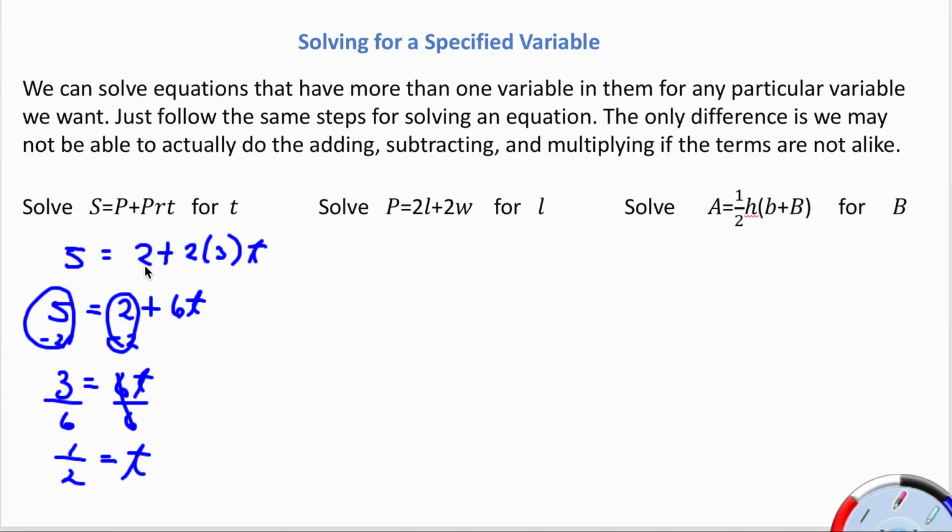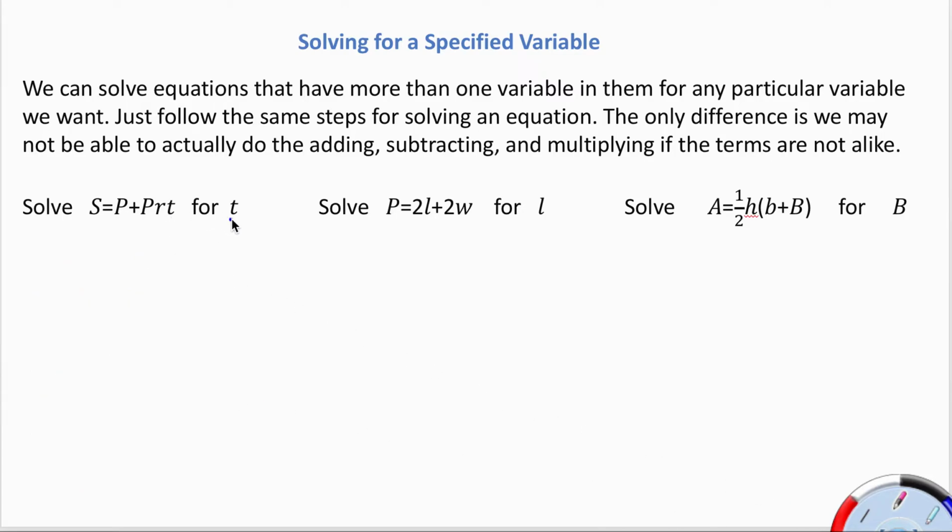Okay, so we can perform these exact same steps to solve for t. The only difference is I won't actually be able to do the physical math. Like right here, I won't get a number 3. I'll just have to leave it s minus p. Okay, so let's go through those steps.